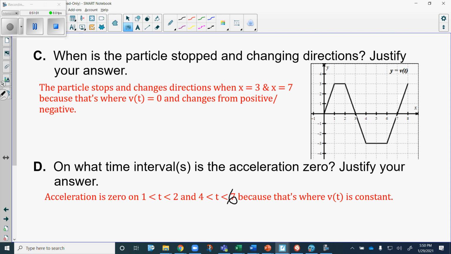And that's going to wrap it up here for what we're talking about for particle motion and how we're applying it with integration.